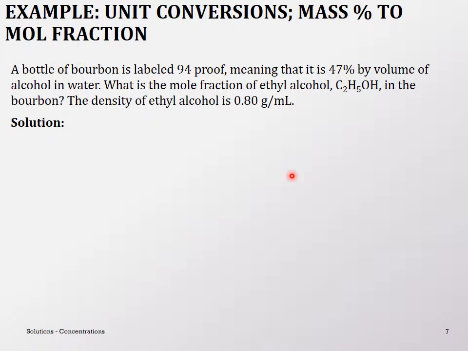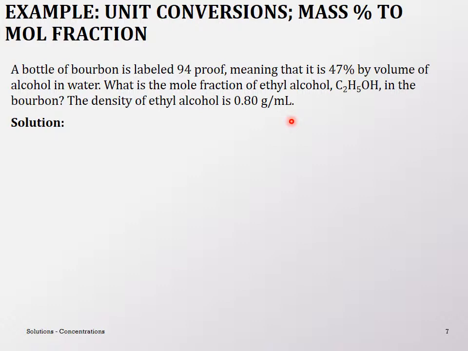A bottle of bourbon is labeled 94 proof. Half of that number would be the percent of the solution in there. So 100 proof is actually 50% of an alcohol solution. So 94 proof means that it is 47% by volume of alcohol in water. What is the mole fraction of ethyl alcohol in the bourbon? The density is given to us as 0.8 grams per mL.